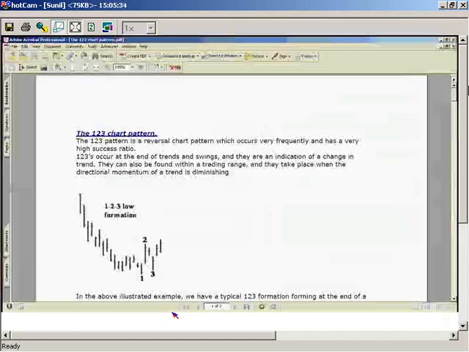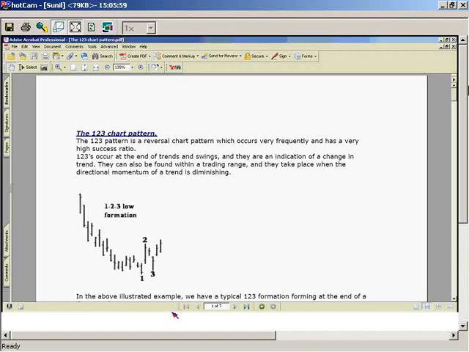Let's go right ahead: the 1, 2, 3 chart pattern. As I said, Fib4x 123, my website, part of it is the 1, 2, 3 chart pattern. Now, this is mainly a reversal chart pattern, which occurs very frequently and has a very high success ratio. I will be going back and forth on some off-topic things which a trader must be aware of. So let's start off with the first one.